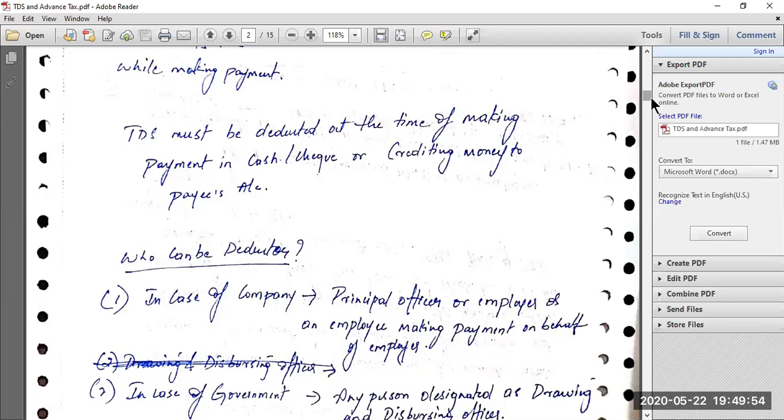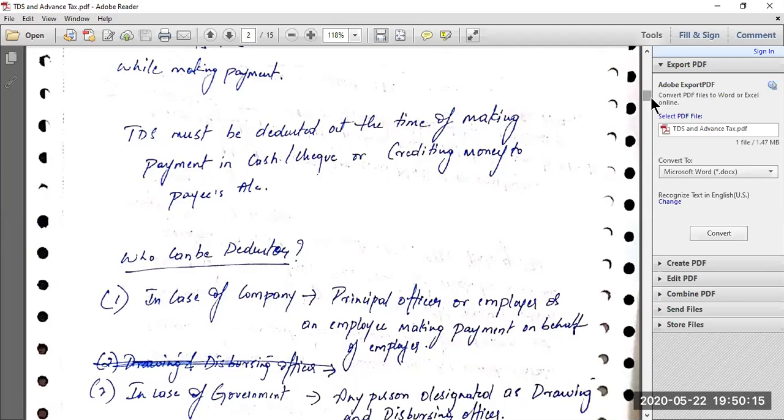So in whichever mode or whichever form you make the payment, TDS must be compulsorily or mandatorily deducted at the time of making payment. So whether you make the payment through cheque, you make the payment through cash, or you credit money from one account to another bank account, then in all these cases of payment, TDS must be compulsorily deducted.